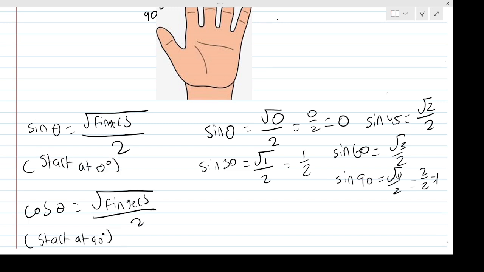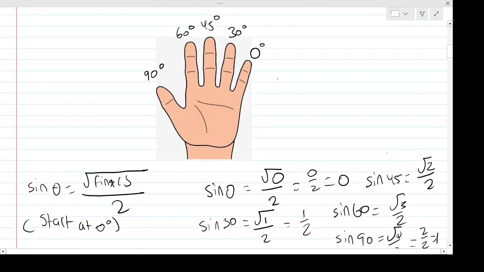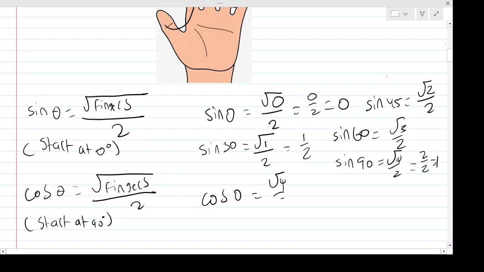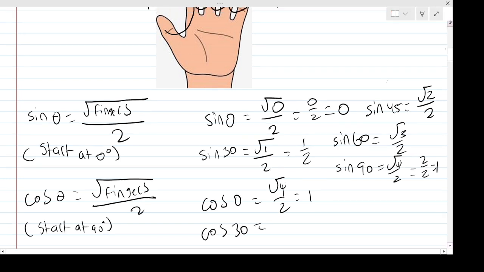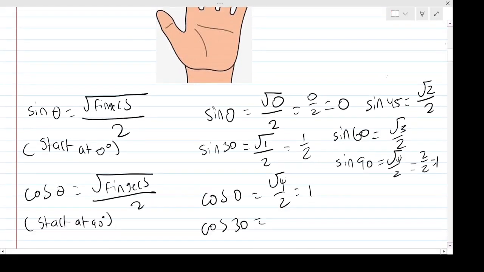So with that in mind then, firstly, cos 0. In this way, now we start at the finger at 90, so to get to 0, we're going to move 1, 2, 3, 4 fingers, so it'd be root 4 over 2. So that'll go to, again, 1 overall, because root 4 is 2, okay, and it cancels down to 1. Okay, what if we wanted then cos 30? We'd have to move 1, 2, 3 fingers to get to 30. So that'd be root 3 over 2.